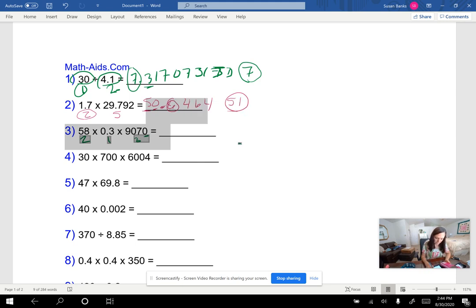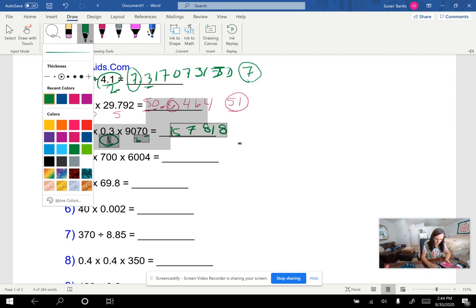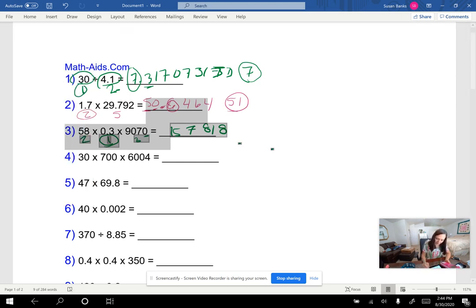Whoa. Let's stop. 157818. I can really only do 1 digit. I don't know why it's creating these shadows. That's not what I want. Okay, so if I look at this, 1 digit is the 1. I look next door, that 5 tells me to round up.